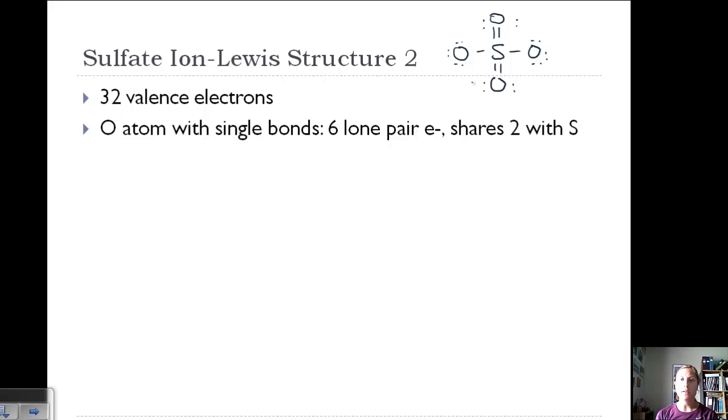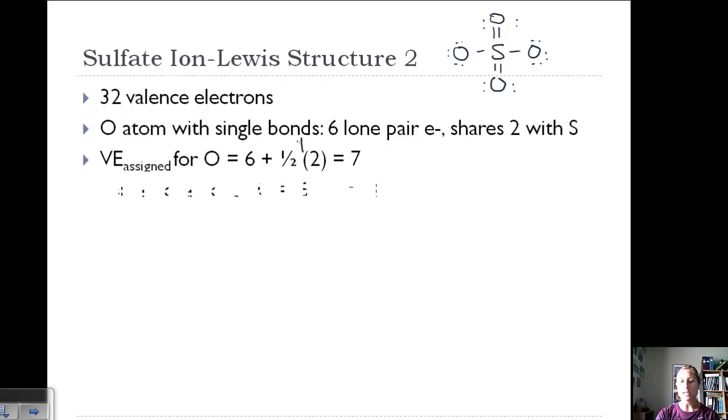They've got 6 lone pairs, and then they're sharing 1 bond. So their assigned is 6 plus the 1 bond, so that gives us 7. And basically they're going to be the same as the previous Lewis structure, because they've got 6 lone pairs and one bond. So each of these are getting a formal charge of -1.